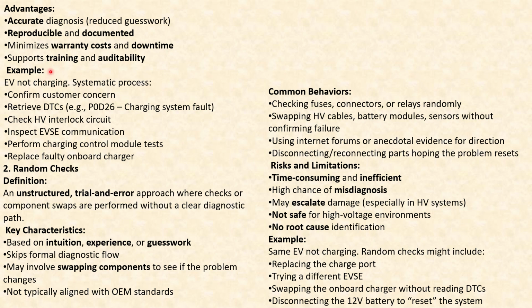Now, let's give one small example. EV not charging. If the problem is that the EV is not charging, what is the systematic process? First, you confirm the concern. Next, you retrieve the DTCs. For example, with the help of the DTC, you identify that there is a charging system fault. Next, you check the HV interlock circuit. Next, you inspect EVSE communication. I already explained to you what this acronym EVSE stands for. Next, you perform charging control module tests and replace the faulty onboard charger. So these are the systematic steps that you follow whenever a customer comes with a given concern.